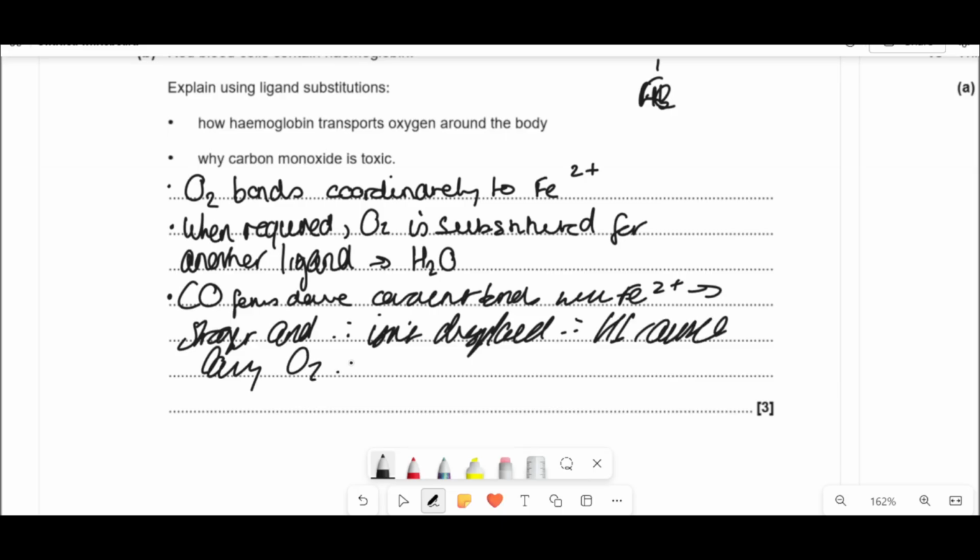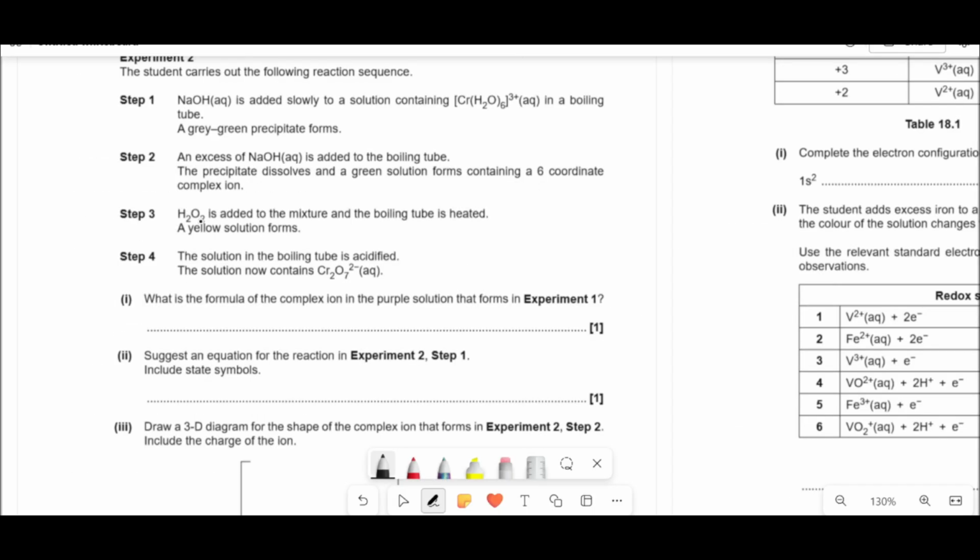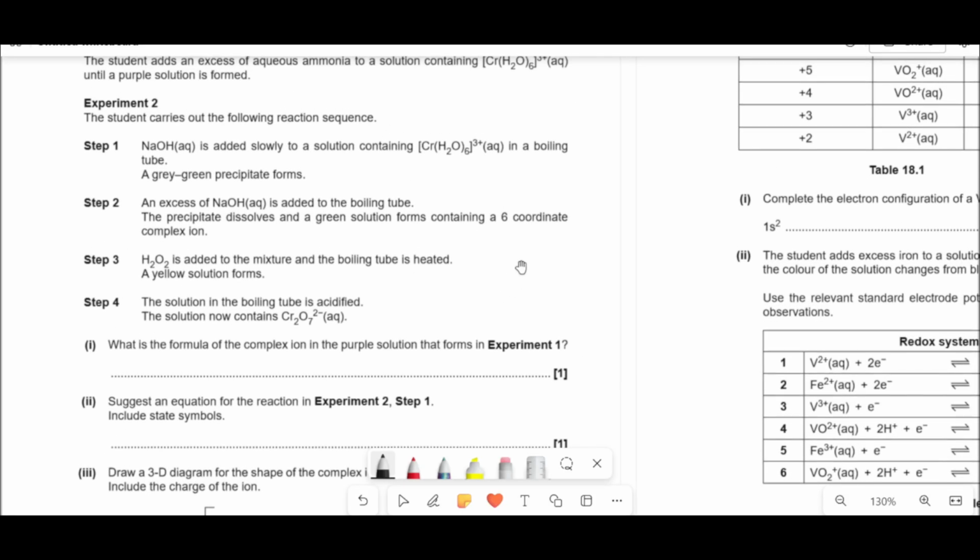There you go. This question is about the reactions of ions and compounds of transition elements. They do something with the solution containing this. They add an excess of aqueous ammonia to this and a purple solution is formed. And then they carry out the following sequence. This is a separate experiment: they add NaOH slowly, and they get a green precipitate, and then they add an excess, and it dissolves in a green solution containing a 6-coordinate complex ion. Then they add H2O2, and it's heated, and a yellow solution is formed, and then the solution in this tube is acidified, and now they get Cr2O7. So it says, what is the formula of the complex ion of the purple solution that forms?